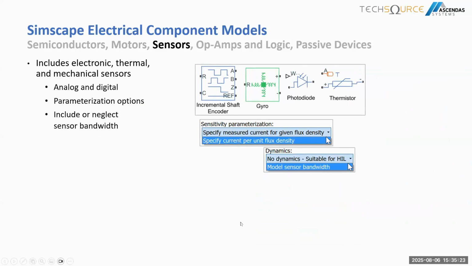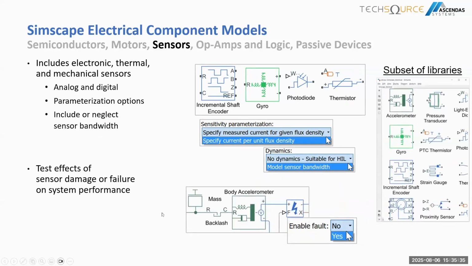Simscape Electrical also has sensors. It can do modeling for electronic, thermal, and mechanical sensors, which are analog or digital and can be parameterized. We can also test the effects of sensor damage, for example. In this case, you are able to check sensor failures on a system.